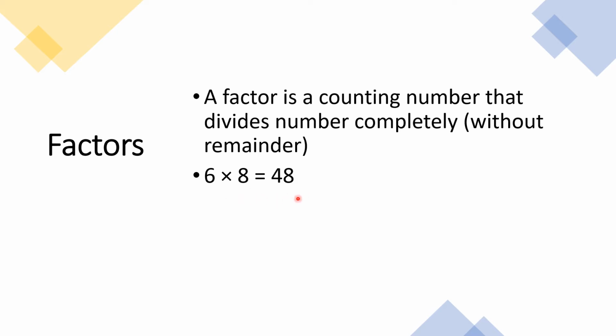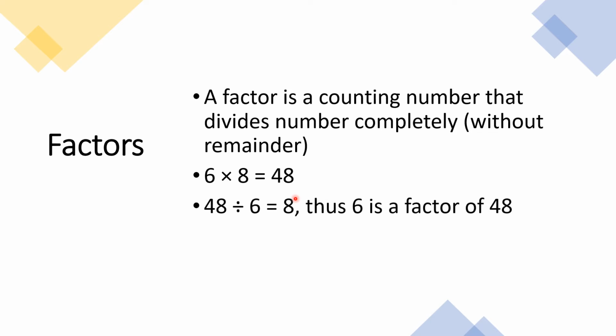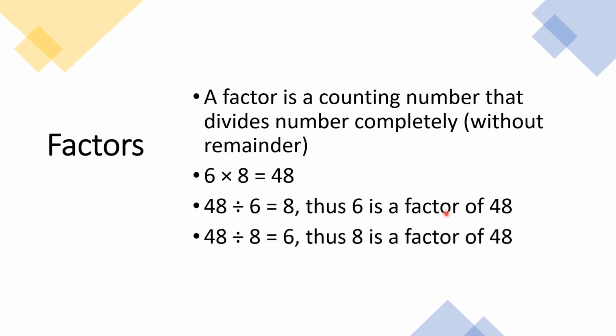Why are they factors of 48? Because when we divide 48 by 6, the answer is 8. Yes, it means 6 is a factor of 48. And why is it a factor of 48? Because when 6 divides 48, there is no remainder. In a similar way, 8 is also a factor of 48 because 48 divided by 8 equals 6.